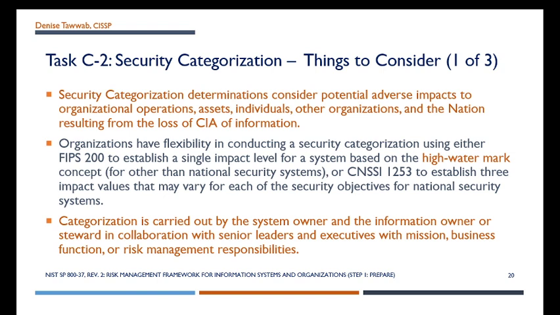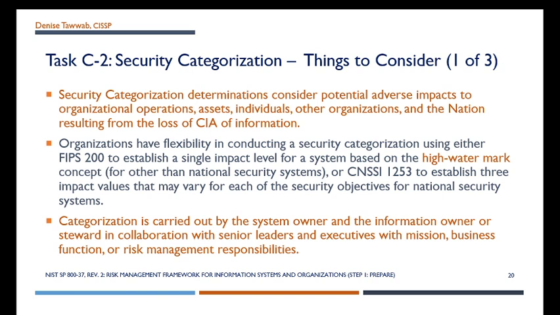Some things to think about when you're doing your security categorizations. The determinations consider the potential negative impacts to your operations, assets, your people, other organizations, and if you're federal, the nation, that result from the loss of confidentiality, integrity, or availability. Your organization will have flexibility in conducting your security categorization. You can use either FIPS 200 to establish a single impact level for a system based on the high watermark concept, or you can use CNSSI 1253 if you're looking at a national security system.